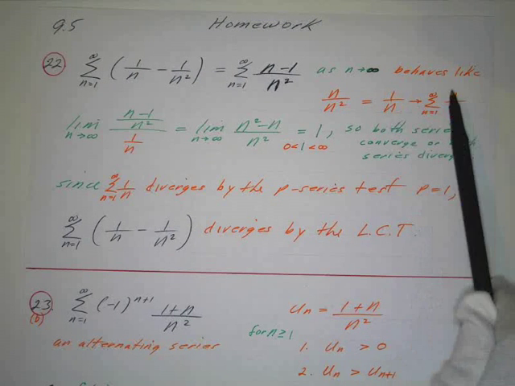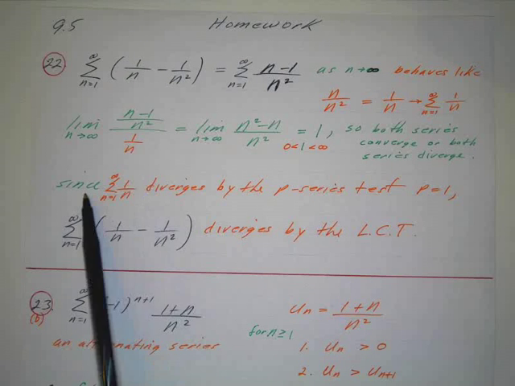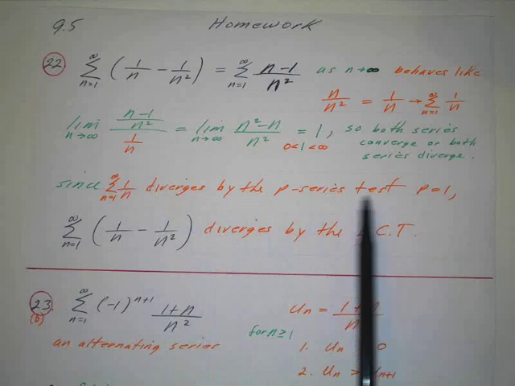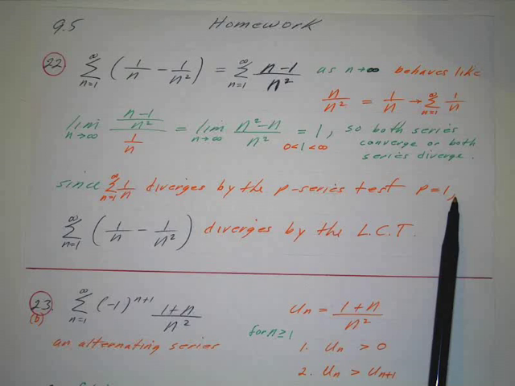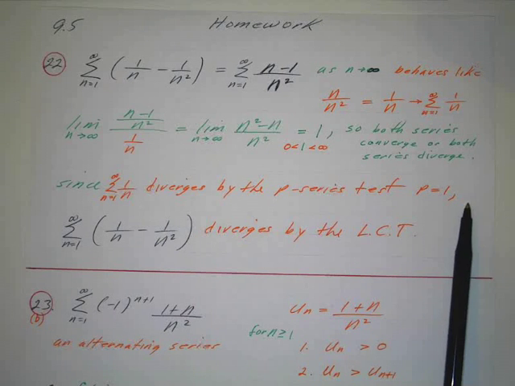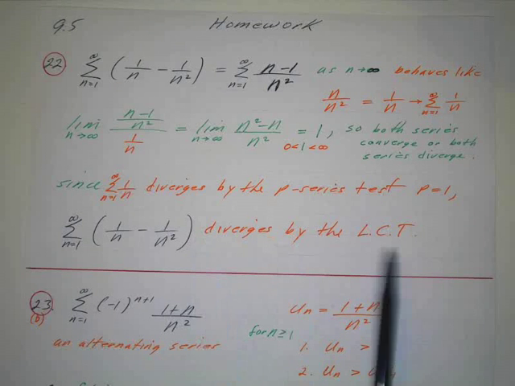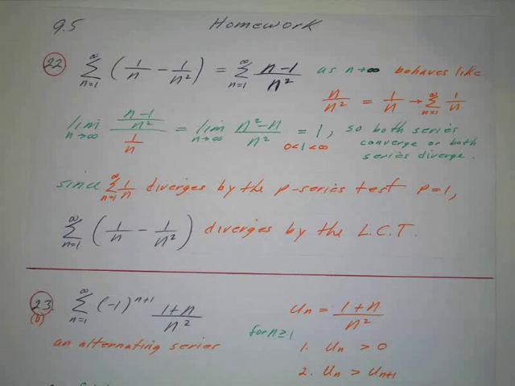And this is our good old harmonic series. This is 1 over n. All right, so 1 over n diverges by the p-series test. P equals 1. P has to be greater than 1 for it to converge, and it isn't, so it diverges by the p-series test. Since they both behave the same way, this series will also diverge, and that's by the limit comparison test. Okay? I hope that helps.